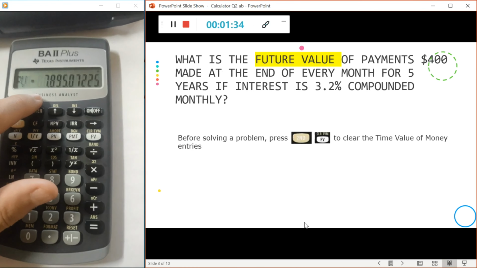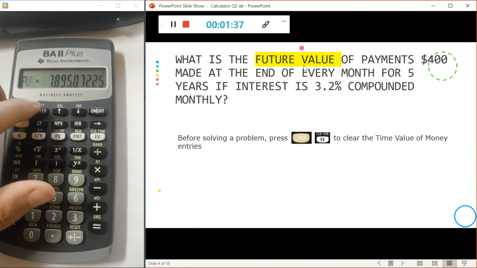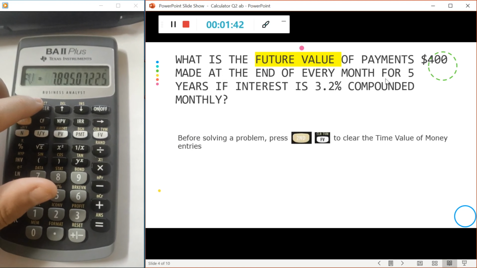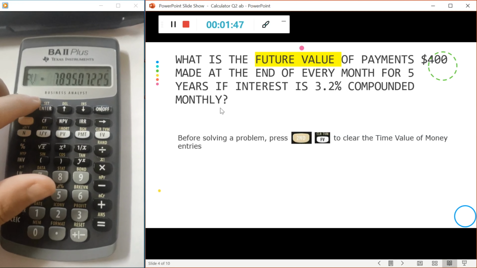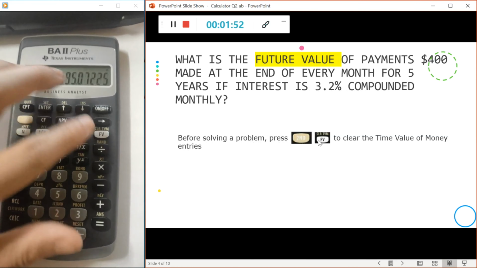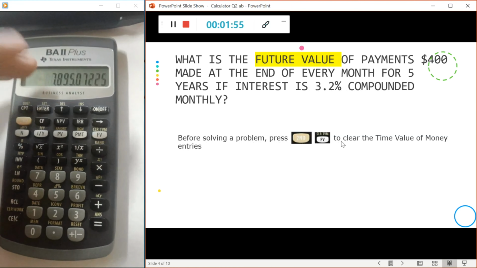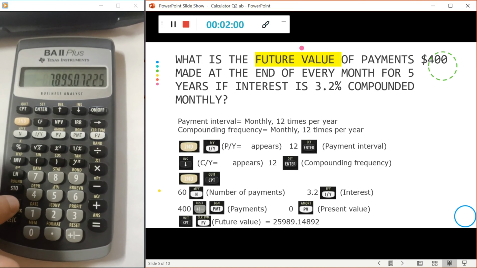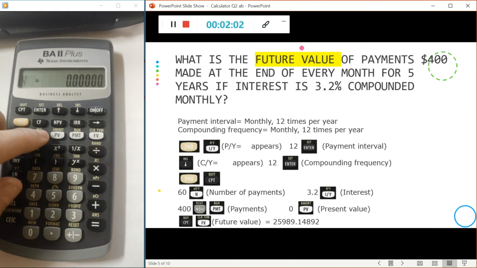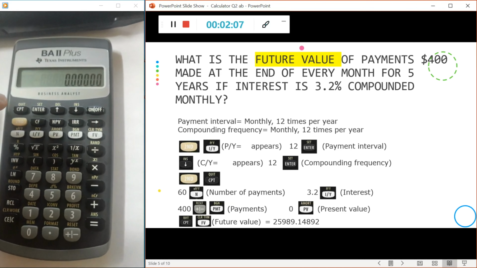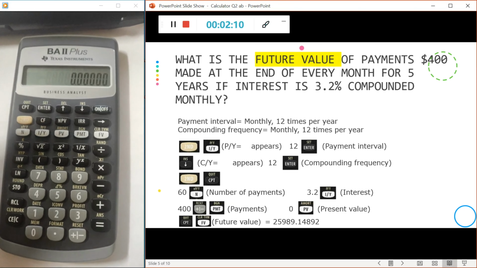Okay, the next question. What is the future value of payments of 400 made at the end of every month for 5 years if interest is 3.2% compounded monthly? So before solving a problem, also the same, we press second clear TVM to clear the time value of money entries. So we press RCL to refer back. Okay, all is 0. So we also do the same thing.